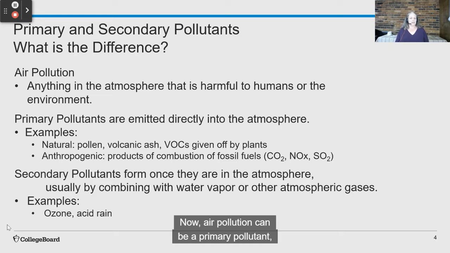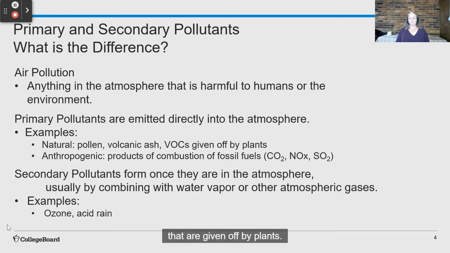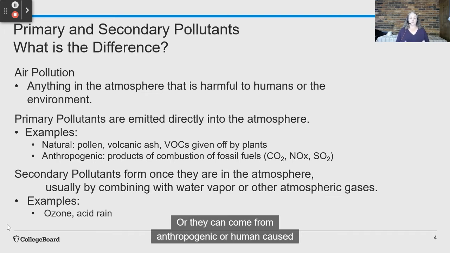Now, air pollution can be a primary pollutant, which means it was emitted directly into the atmosphere. Some examples are things that come from natural sources like pollen or volcanic ash. We also have volatile organic compounds or VOCs that are given off by plants. Or they can come from anthropogenic or human-caused sources. We'll especially be focusing on the combustion of fossil fuels and all of the different types of air pollutants that are created by that process. So those are primary. Again, they are directly emitted into the atmosphere.